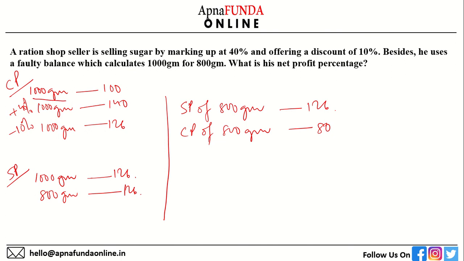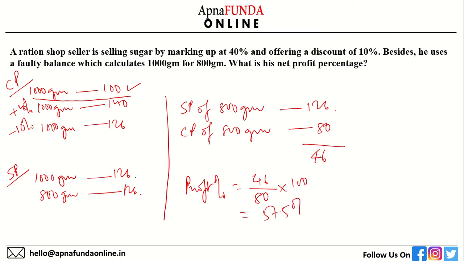If 1000 grams of sugar is 100, if that is the cost price, then 800 grams should be 80. So the profit is 46 rupees and the profit percent is 46 by 80 into 100. I hope you agree. I hope you follow. So my final answer is 57.5%. I hope you have solved along with me and have been able to follow this.